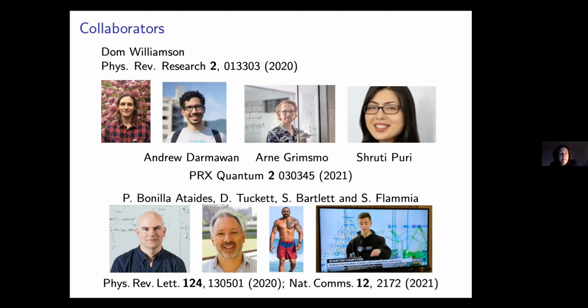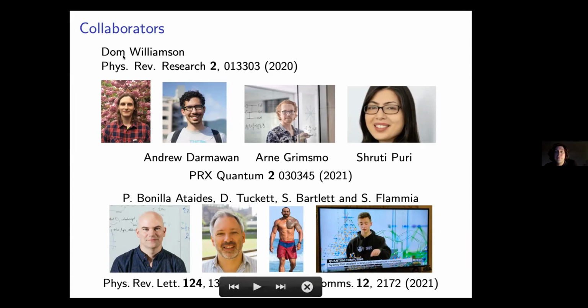I'm going to say quite a lot about that, and that eventually led into more work with Shruti Puri and the other people you can see at the top here, Andrew and Arne Grimsmo, because there we took this XZZX code that's very good at dealing with bias noise, and we took some bias noise qubits, which Shruti had been working out, which they're actually building at Yale. We put them all together and we found that that seems like a really good proposal for actually building a quantum computer.